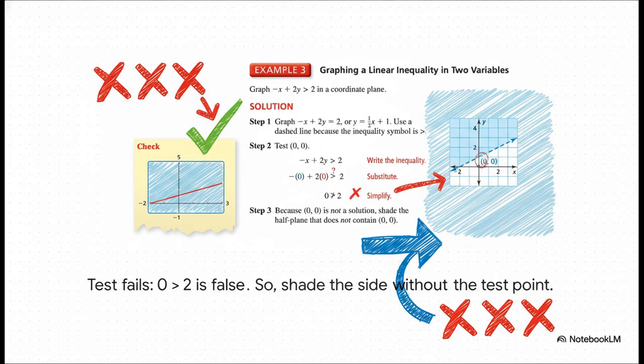Okay, so we plug in (0, 0), and what happens? We get 0 greater than 2? Is that true? No way! 0 is not greater than 2, so our scout failed. That means the territory it's in is the wrong one. So we do the logical thing, we shade the other side, the half-plane that doesn't have our test point in it. And that whole shaded area, that's our solution map.